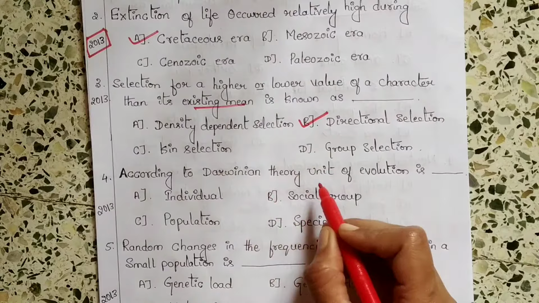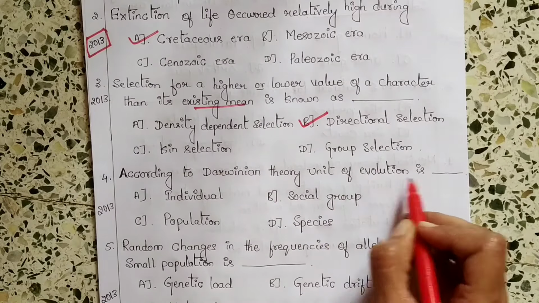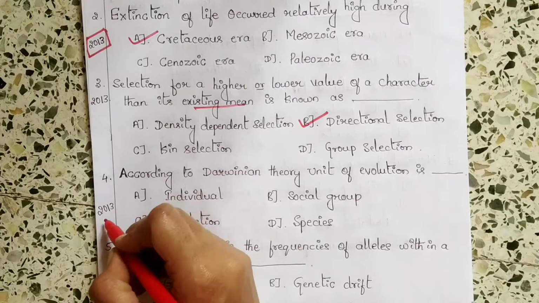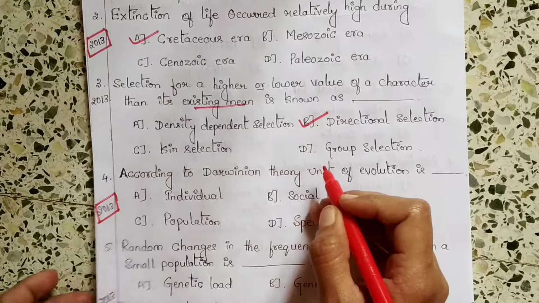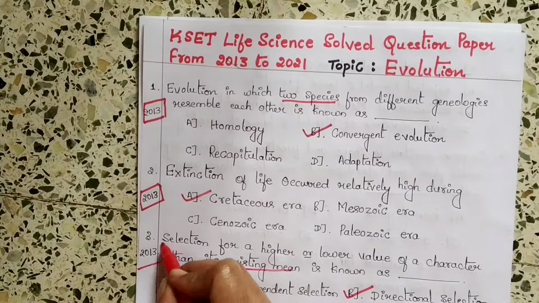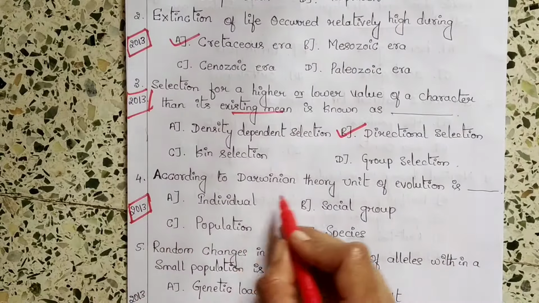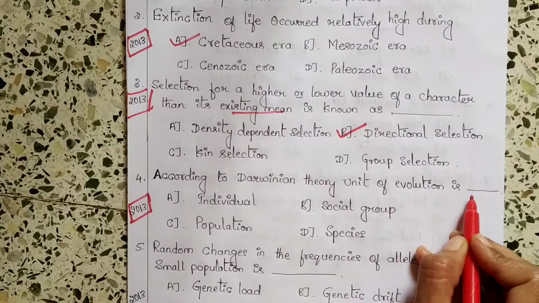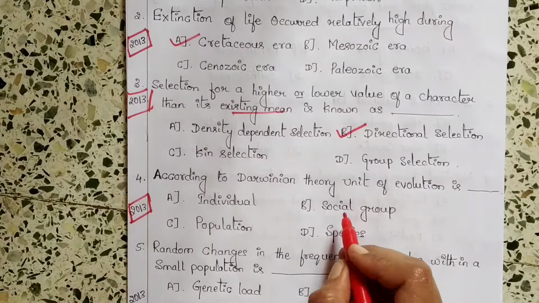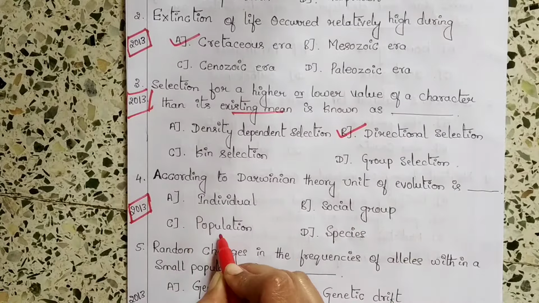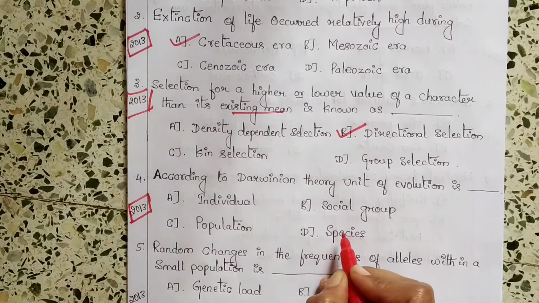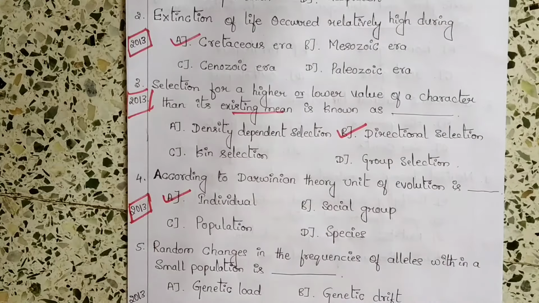According to Darwinian theory, the unit of evolution is, which was asked in the year 2013. This third question is also from 2013, and the fourth is also from 2013. According to Darwin's theory, the unit of evolution is: first option is individual, second option is social group, third option is population, fourth option is species. The answer for this is A, individual.